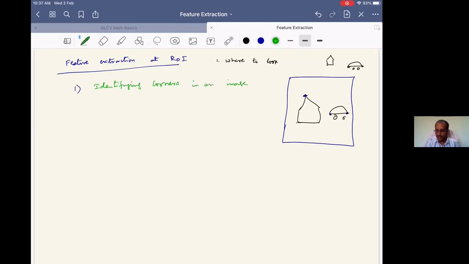Any idea on how we do this? We just want to find a corner in an image, fine. How do you think we will do this? If I want to identify wherever the corners are, how do we do this? Any idea on this? Any student can answer.